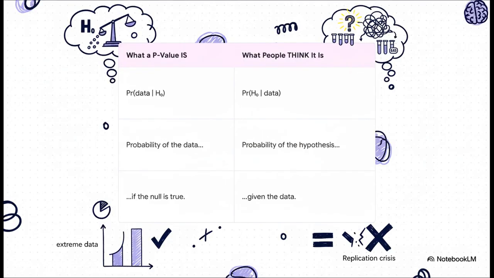Okay, this is the absolute core of the problem, the p-value. Most people, and heck, even a lot of scientists, think a p-value of 0.05 means there's only a 5% chance their result is a fluke. This is completely, totally wrong. A p-value only tells you the probability of seeing the data you collected if the null hypothesis of nothing is happening is true. It never, ever tells you the probability that your own hypothesis is true.